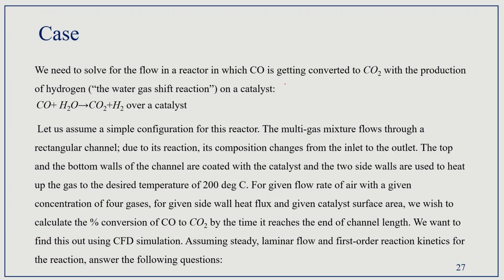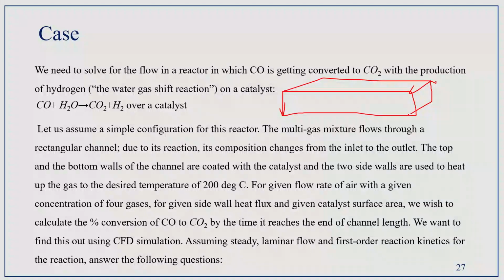So what is given? In that particular thing itself, we have seen a rectangular channel, just for our understanding, we'll do this. We need to solve for the flow in a reactor in which carbon monoxide is getting converted to carbon dioxide. So this is the reaction happening inside this reactor, where carbon monoxide plus water is giving carbon dioxide and hydrogen over a catalyst.